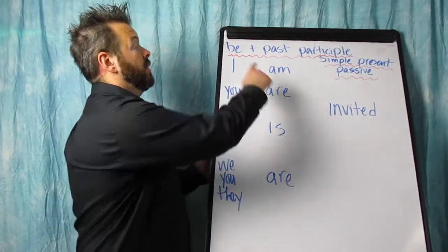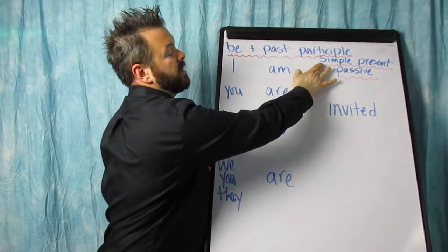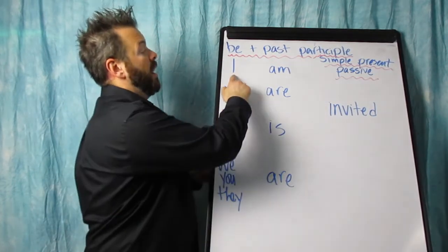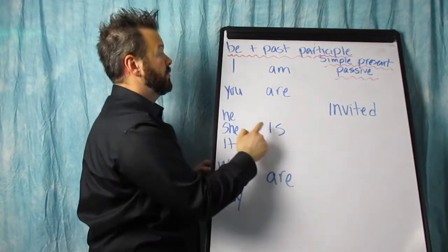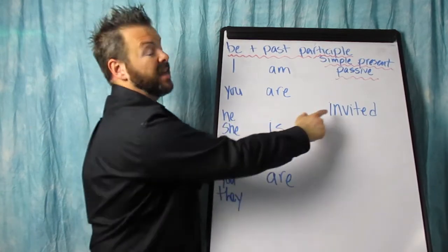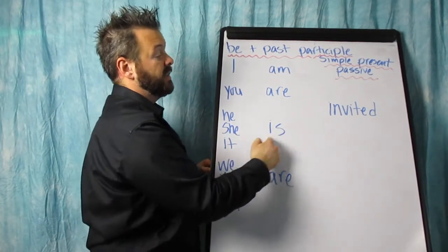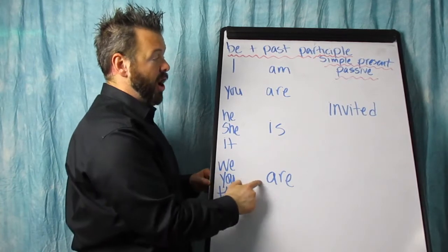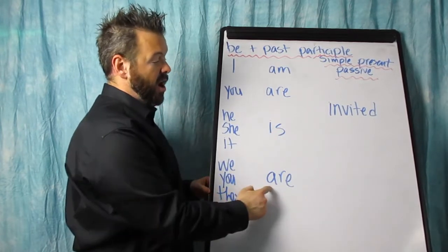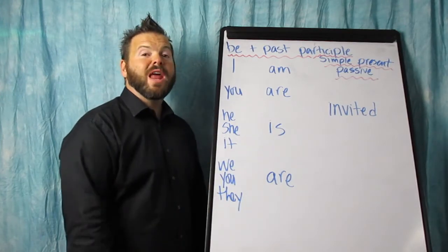Okay, here, be plus the past participle equals the simple present passive. Let me read the following for you. I am invited. You are invited. He is invited. She is invited. It is invited. We are invited. You are invited. They are invited. Pause the video here, write everything down, and read it to yourself.